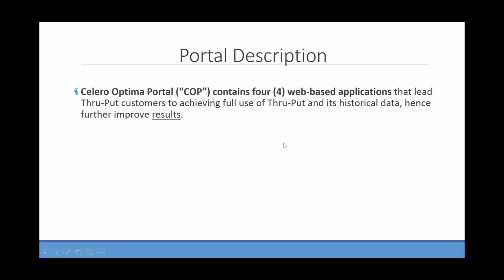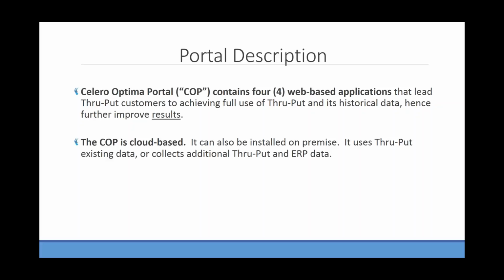So the Celero-Optima portal contains 4 web-based applications. Okay, it is designed to lead you as throughput users to achieve full use of throughput and its historical data, and further improve results. So the payback from signing up on the portal is really moving the company to the next step and bridging the gap of information that you may need to do that.